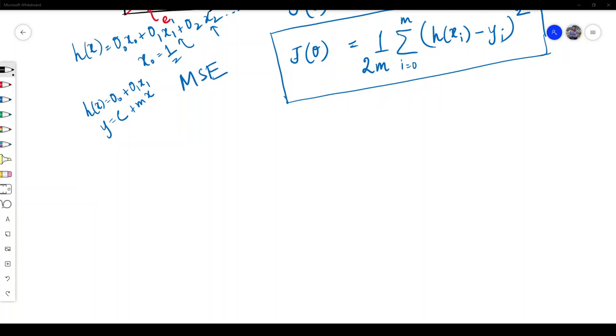Let me just see if there are any other questions. What is theta in this case? Theta corresponds to the parameters or the weights, as discussed.